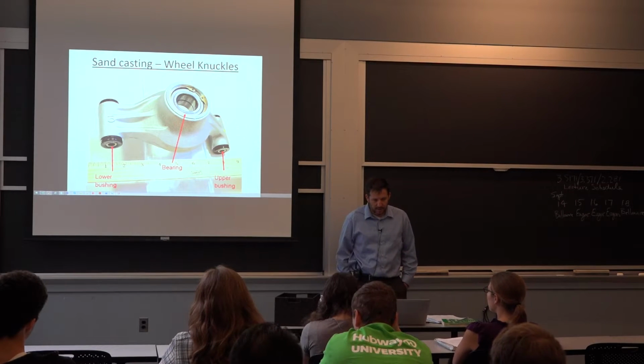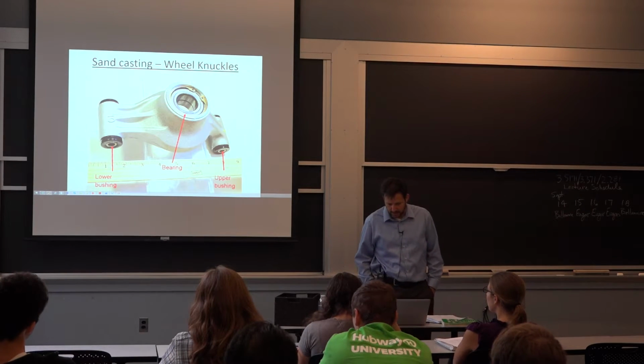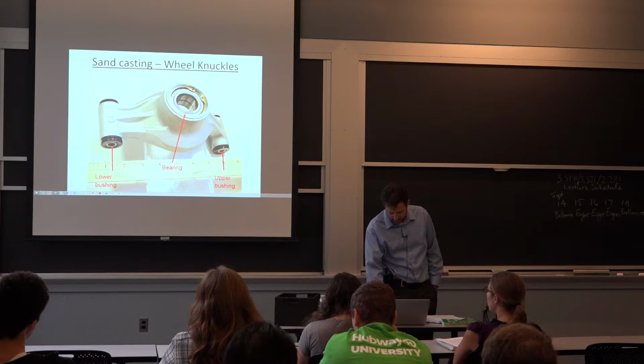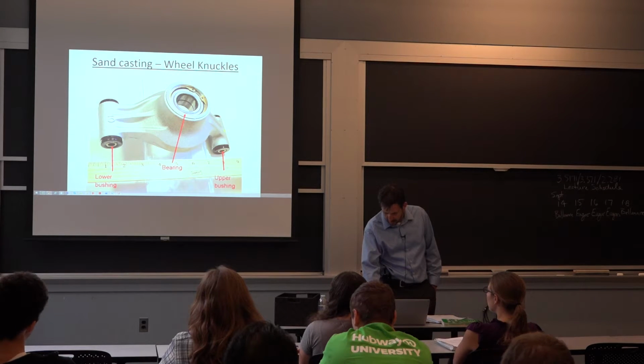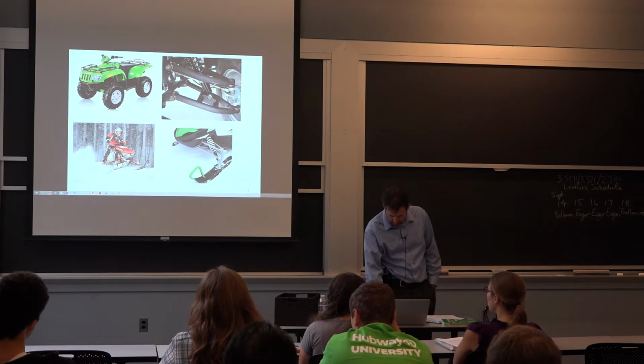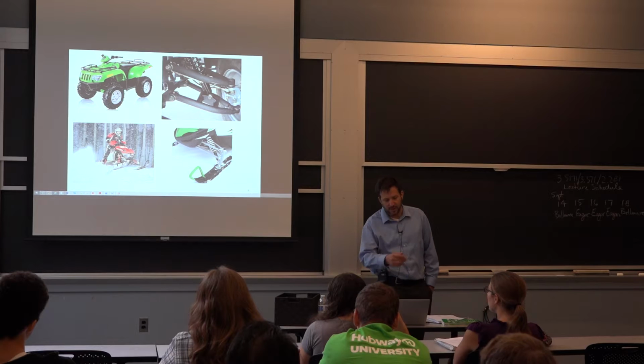So that knuckle, we talked about it a little bit. What it does is you have the bearing for the wheel in the middle, and you see it connects here to the control arm system of the small vehicle here.